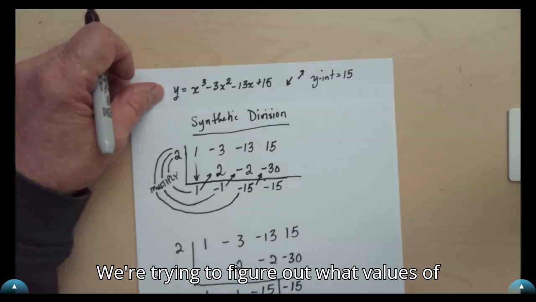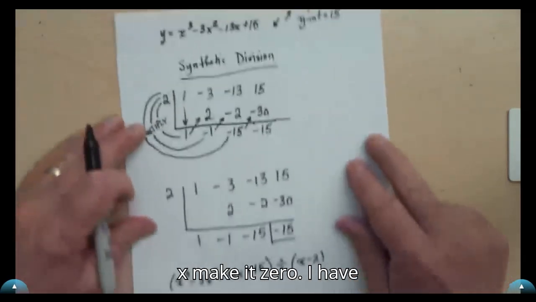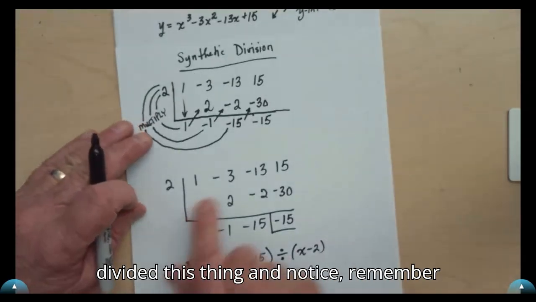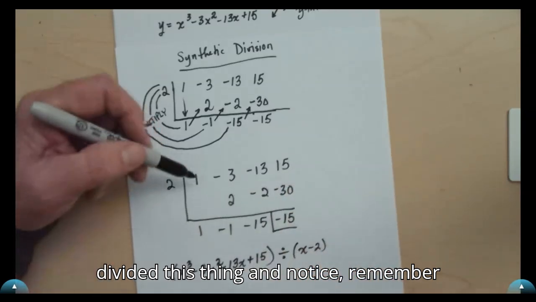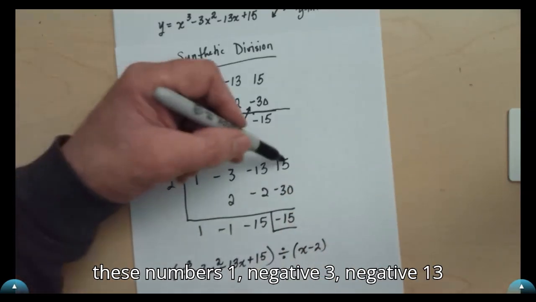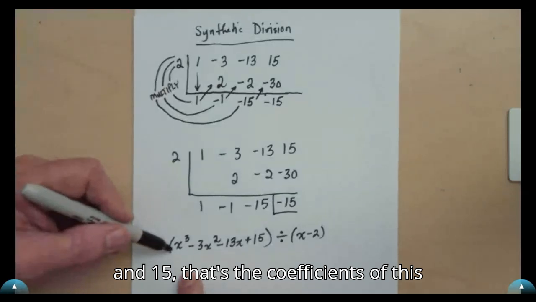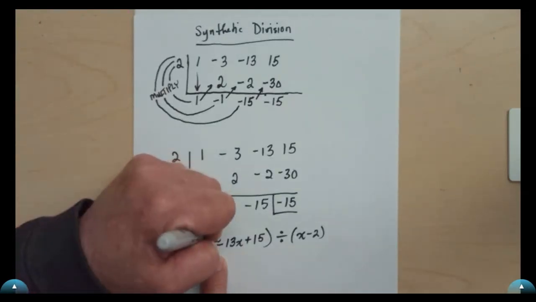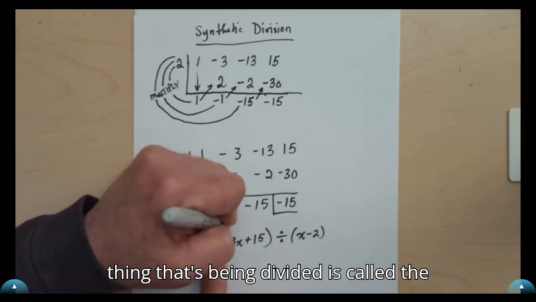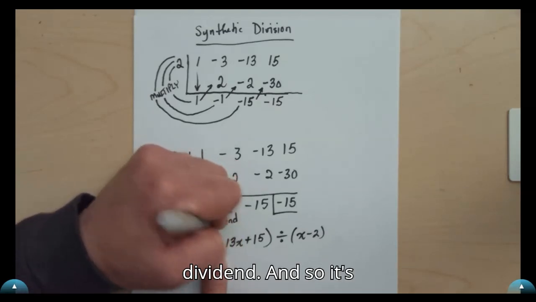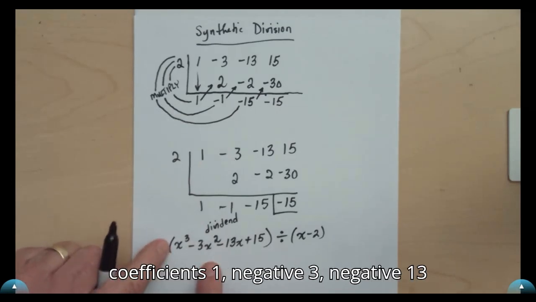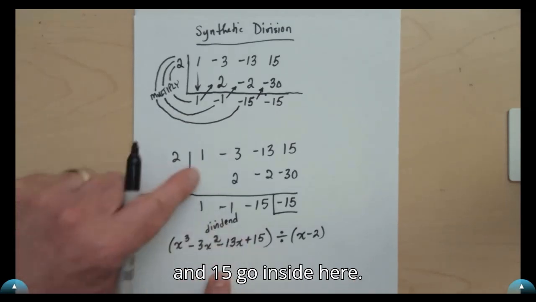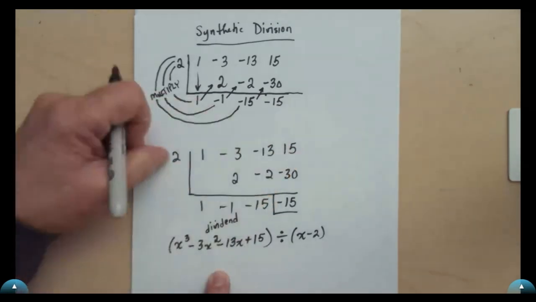We're trying to figure out what values of x make it 0. I have divided this thing, and remember, these numbers, 1, negative 3, negative 13, and 15, that's the coefficients of this polynomial that's being divided. The thing that's being divided is called the dividend. And so its coefficients, 1, negative 3, negative 13, and 15, go inside here.